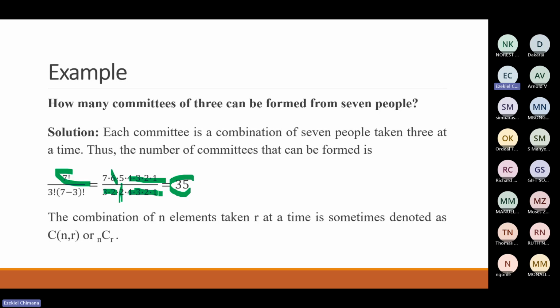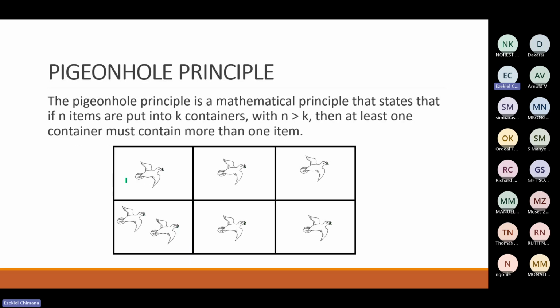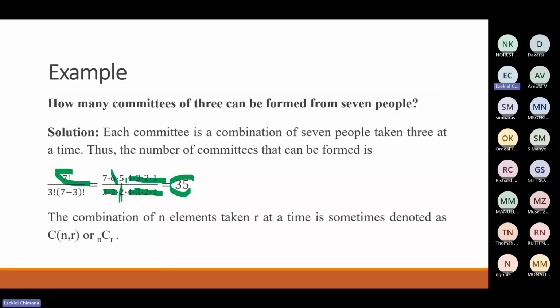So you find out that you don't even need to use a calculator here if you do it very well. The combination of n elements taken r at a time is sometimes denoted as nCr, or n choose r. Okay. So I don't know if I have got some questions on combinations and permutations, or some contribution. Maybe someone wants to contribute something.